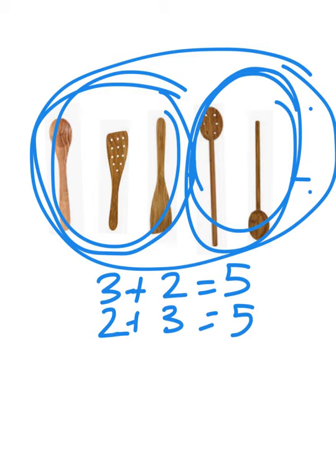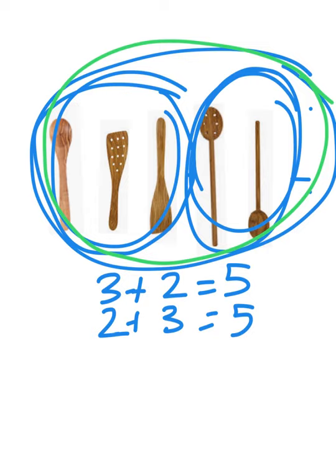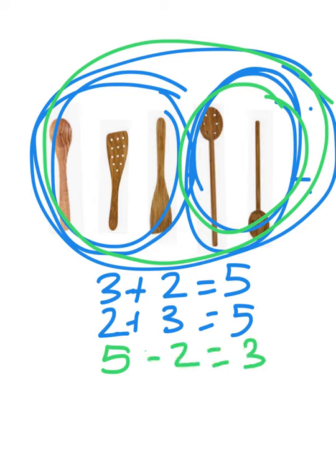So then I'll use a different colour for my subtraction. I can say if I've got 5 items altogether and I take away 2, then I have got 3 left over. So I'm going to use my larger number, 5, minus 2 equals 3 left over, and then I can say 5 minus 3 equals 2.